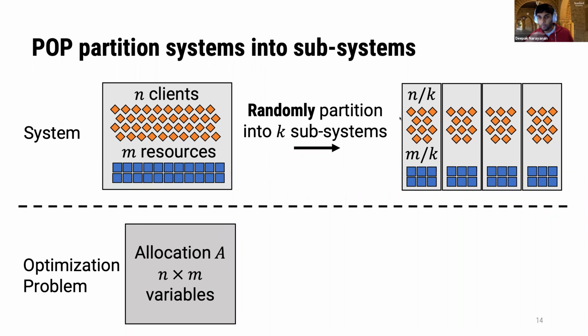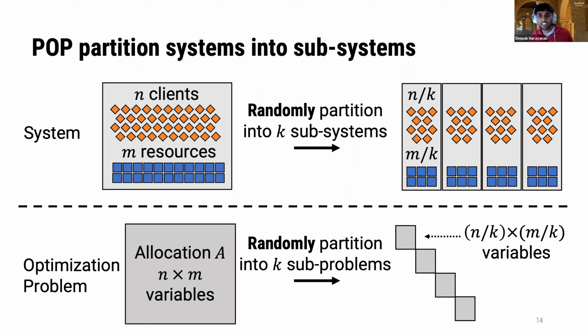Remember that our original formulation modeled the allocation as an n by m matrix of variables. With POP, instead, each subproblem is now responsible for only a subset of the clients and servers in the original problem. In our particular example, each subproblem has a smaller allocation matrix of size n/k by m/k. POP is able to achieve runtime speedups over the full problem formulation since the runtime of solvers scales super-linearly with the number of problem variables, and subproblems can even be solved in parallel.